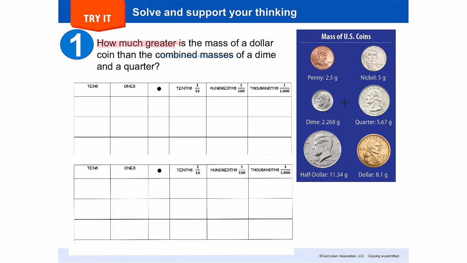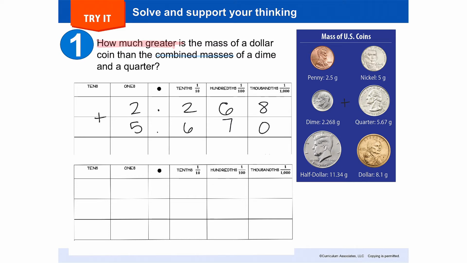So I'm just going to use my place value chart to fill in my numbers here. And then we have a quarter, which is 5.67. And then here, where you see this blank spot, you're welcome to put in a 0, or you can leave it blank. Okay, and then we're just going to do our addition.